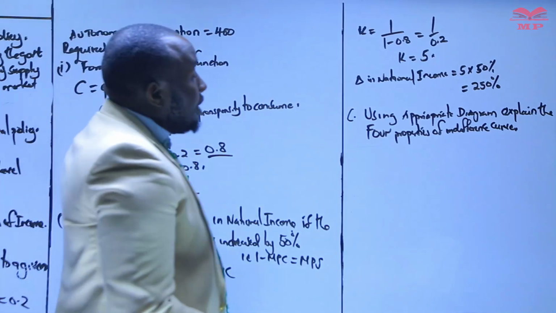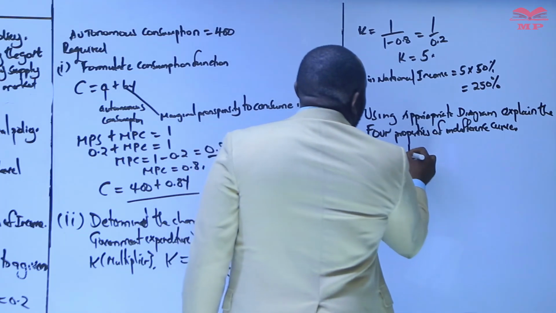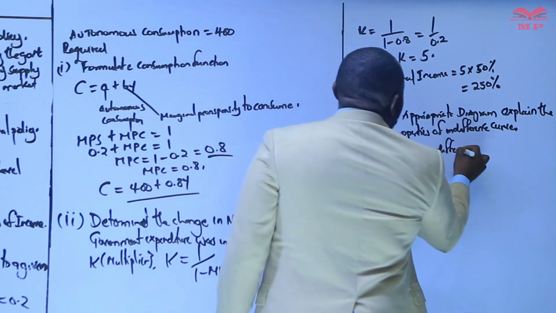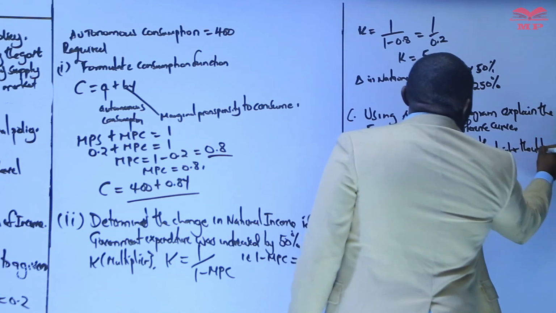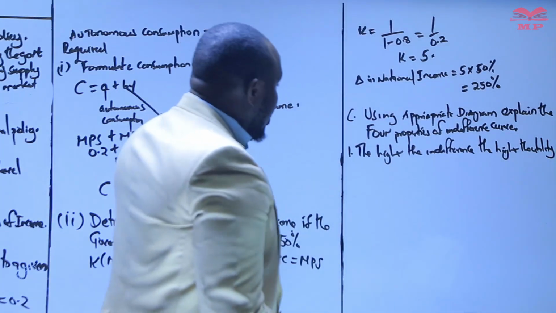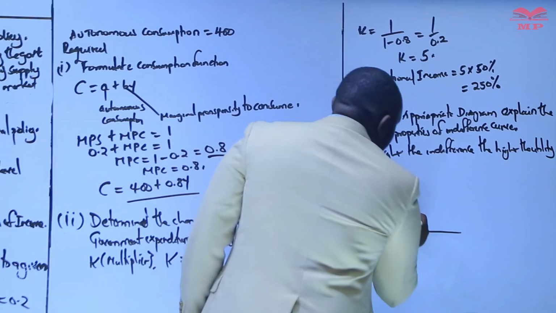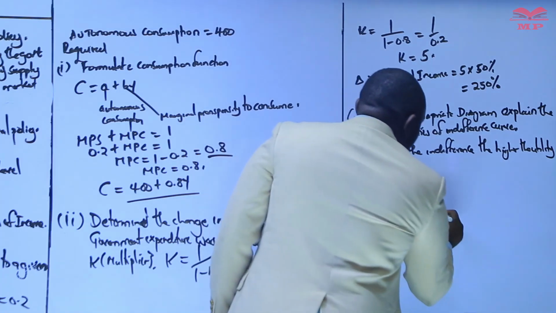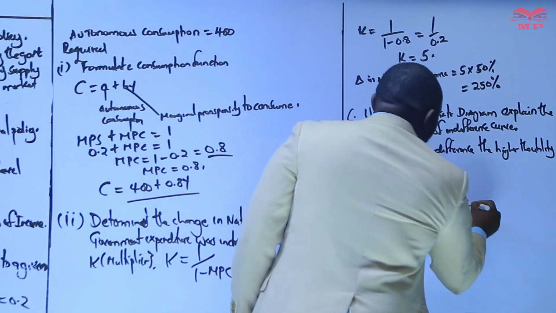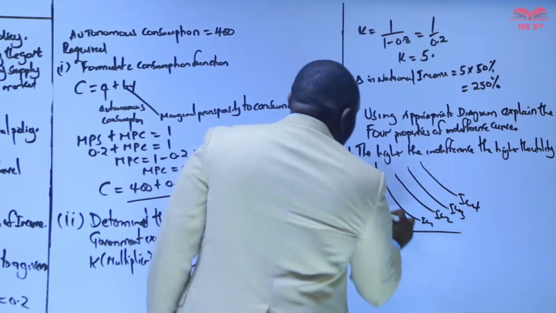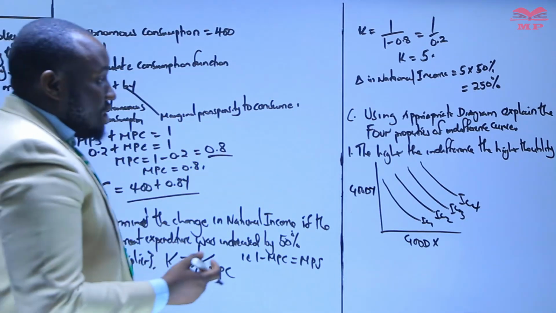So we can start with the first property. We say that, number 1, the higher the indifference curve, the higher the utility. We draw the diagram so that we can depict that. So IC1, IC2, IC3, IC4. We call this good Y and this one good X. So we're saying that the higher the indifference curve, the higher the utility.